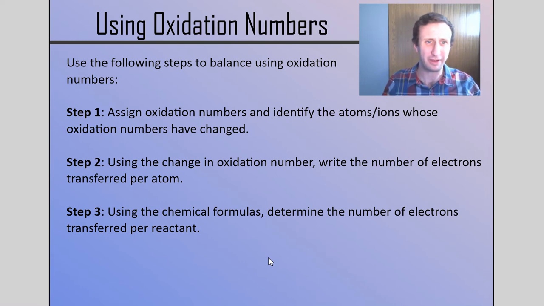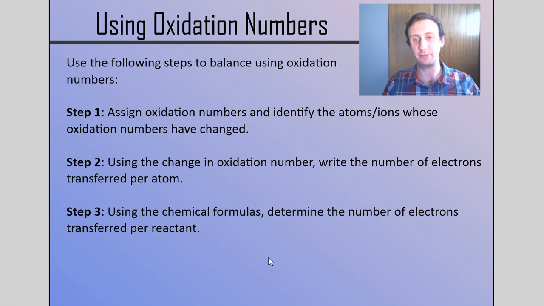I don't like steps. Honestly, steps kind of, I feel like, make things too formulaic. I'd rather just go straight into examples, but just to read through it, and then we'll learn from it from there. So first of all, we are going to assign oxidation numbers and identify the atoms or ions whose oxidation numbers have changed. So we'll assign, figure out what's changing.